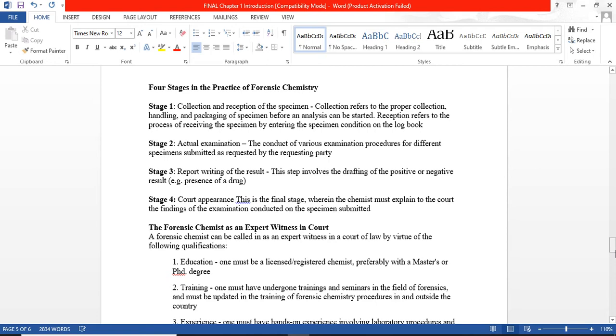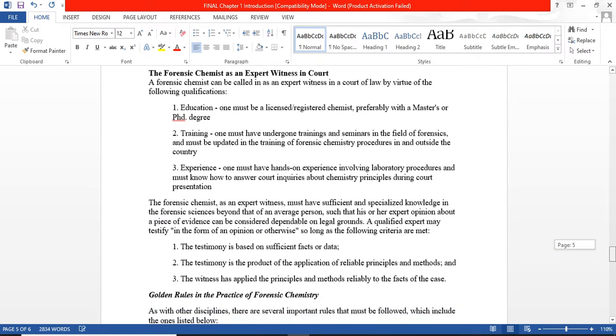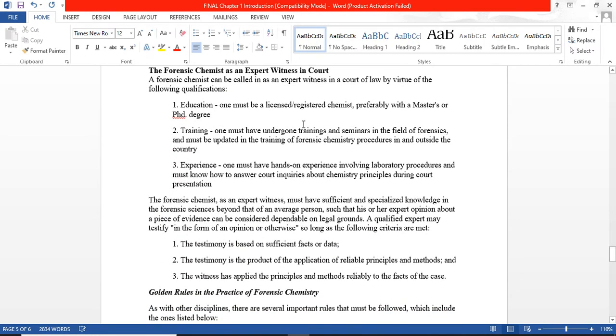Next is ang fourth, court appearance. This is the final stage wherein the chemist must explain to the court the finding and the examination conducted on the specimen submitted. Okay, so dapat present siya during sa court hearing. Okay, we have here the forensic chemist as an expert witness in the court. Okay, and forensic chemist can be called as an expert in the court of law by virtue of the following qualifications.